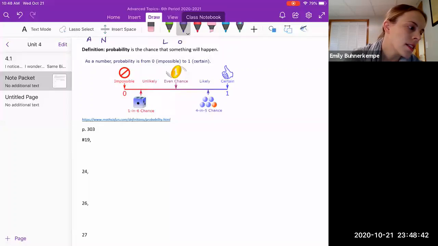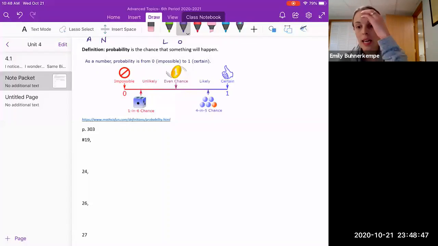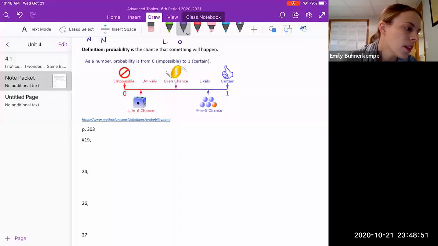Number 19 says, Jim rolls 3 number cubes. When they say number cubes, they mean a die. So Jim is going to roll 3 dice. What is the probability that at least 2 of the 3 numbers showing are the same? So let's talk about this. When they say at least 2, that means that either two of the dice could be the same, or all 3 could be the same.